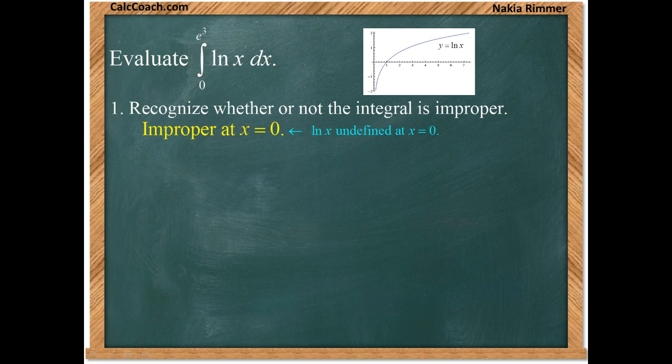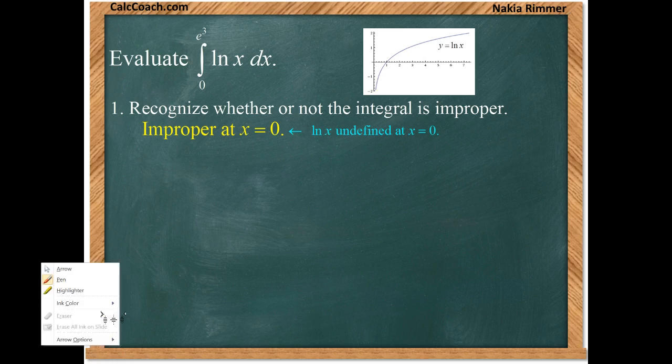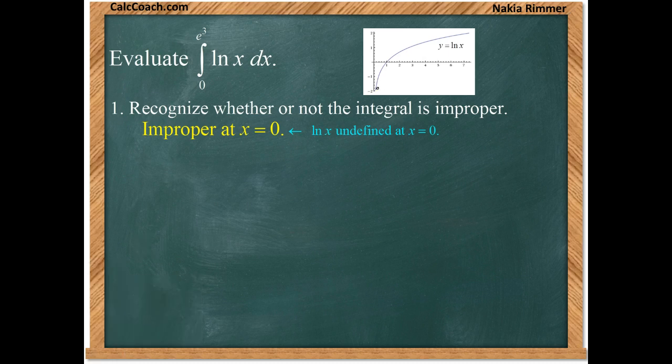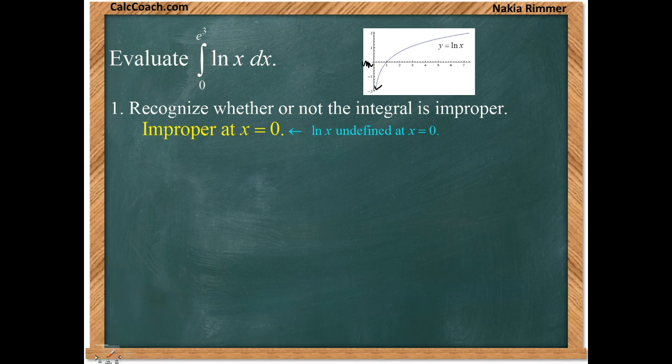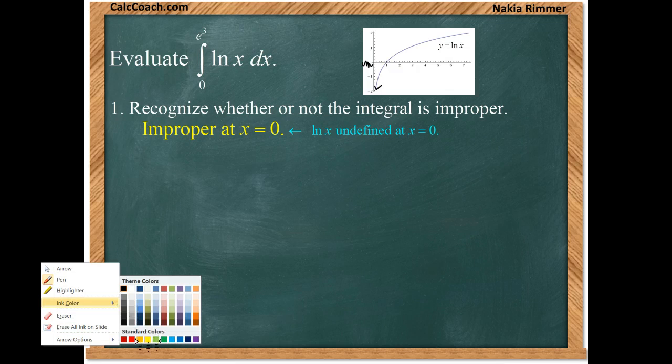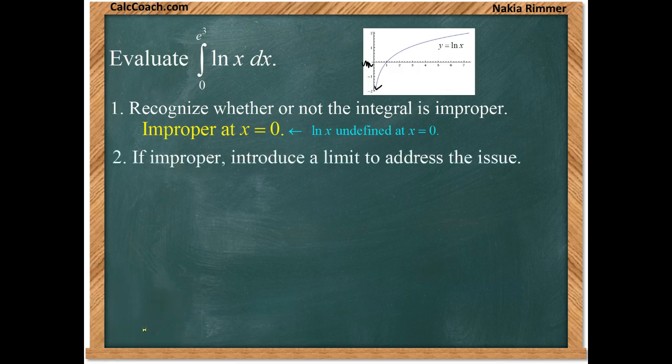Think of the graph of natural log of x. It goes to negative infinity as x goes towards 0. It's not even defined on the left-hand side of 0. On the right-hand side of 0, it shoots down to negative infinity. And so this is an improper integral because of that. And so we will address that by introducing a limit.